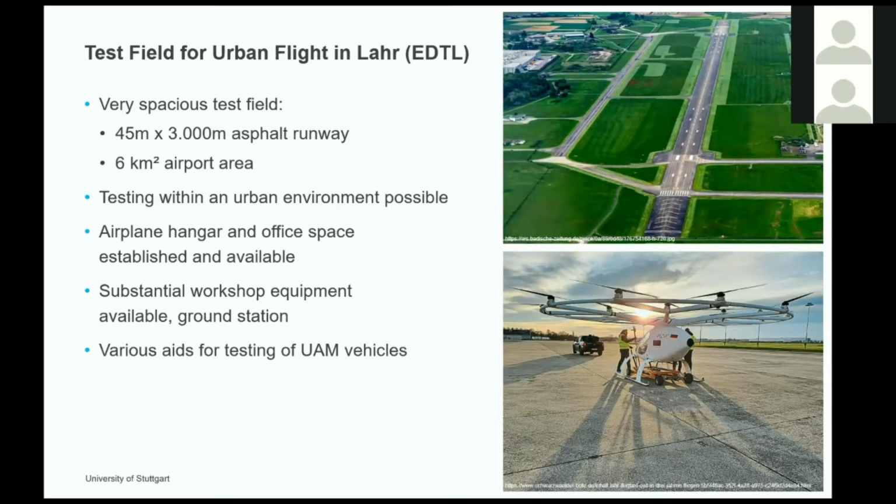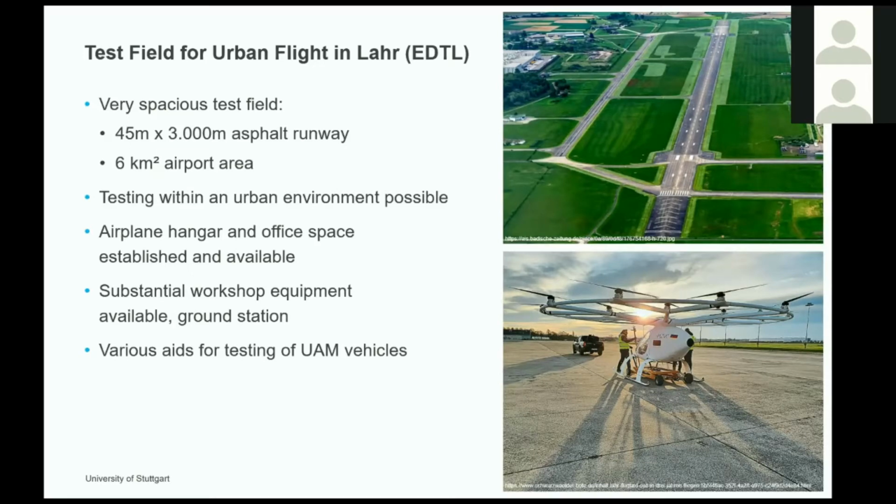The field itself lies in an urban environment with a highway and a high-speed railroad line, so this is suitable to also test multimodal traffic concepts and transport to cities eventually. An airplane hangar and office spaces are available to the users, and these facilities are also equipped with an extensive workshop with lots of equipment and an air taxi ground station.